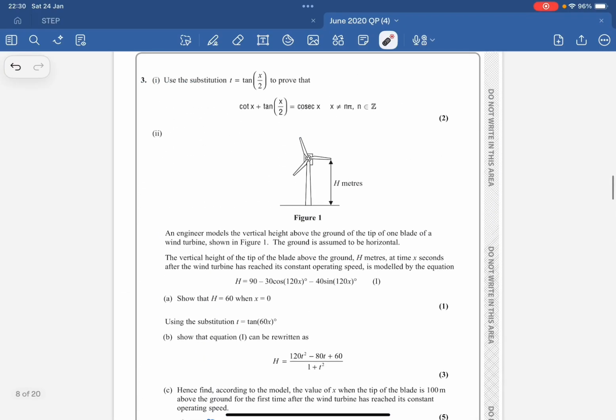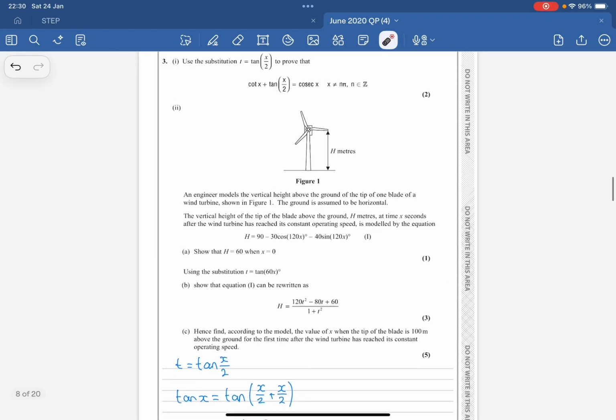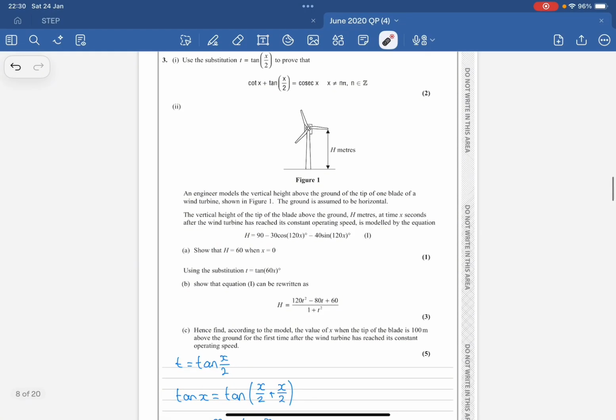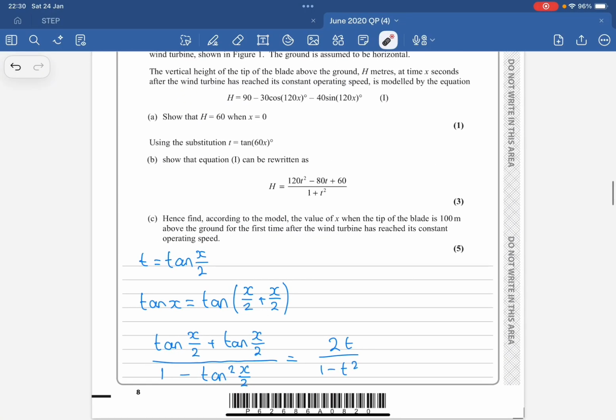Okay, 3i. First part was very strange. I didn't like it. It was just long. But basically what we're doing, well, we know that tan x is, of course, tan x plus 2 over x plus 2.